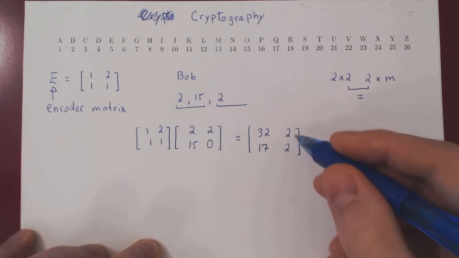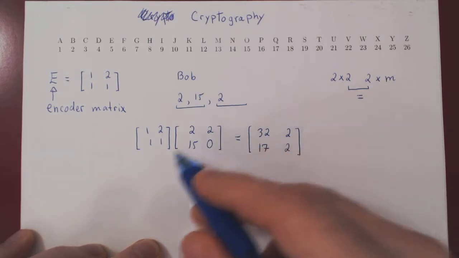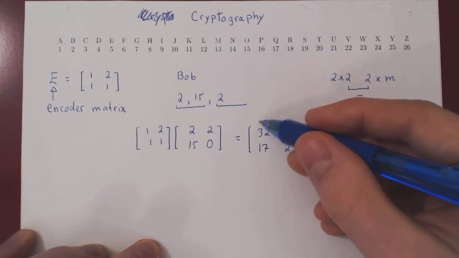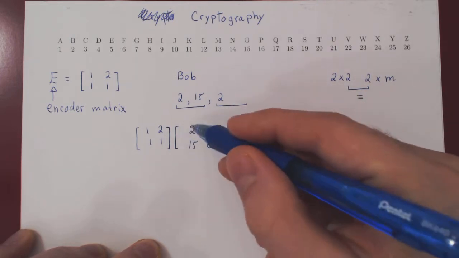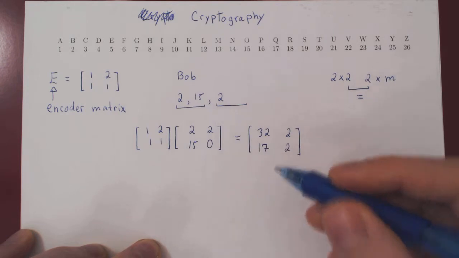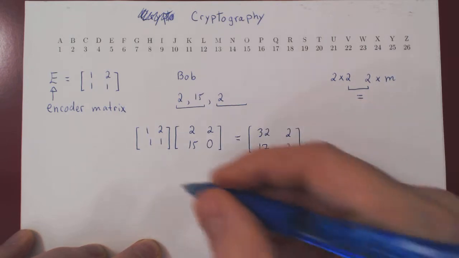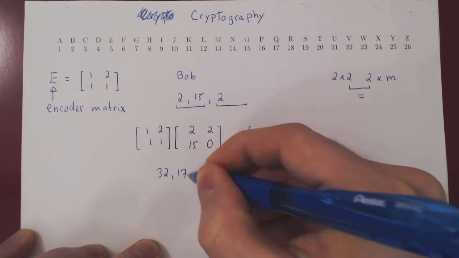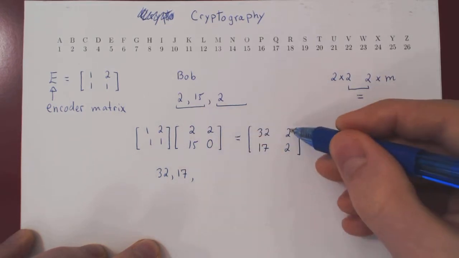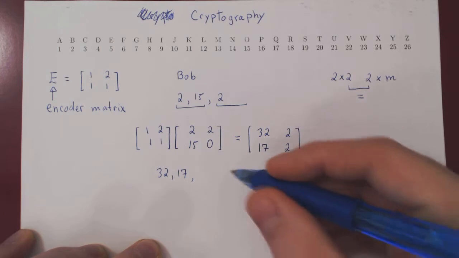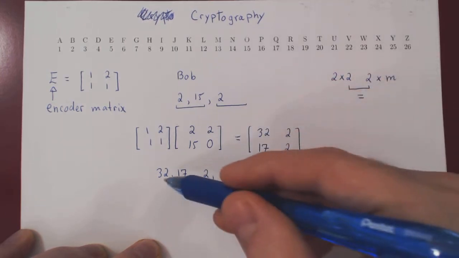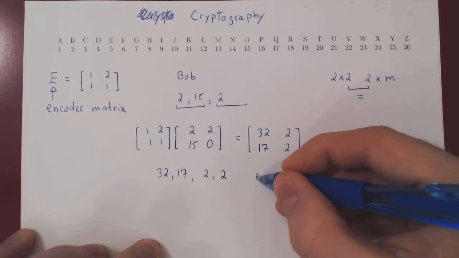And now we are going to rewrite this in string form. So the first vector, if you remember, gives you the first components of your code. So this will give us 32, 17. Second column, second string of our code, 2, 2. And now this is our encoded message.